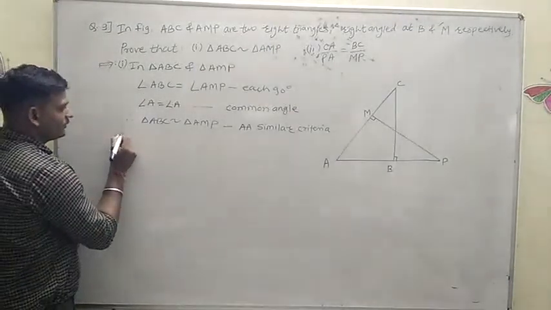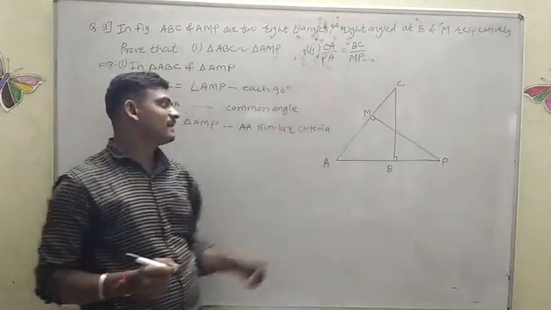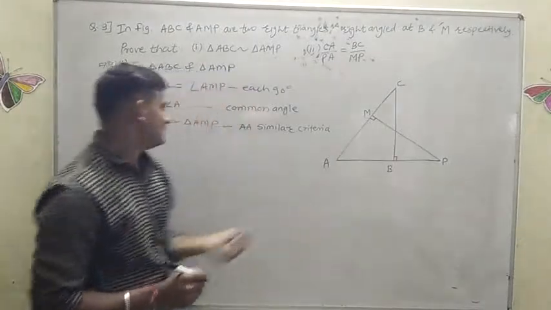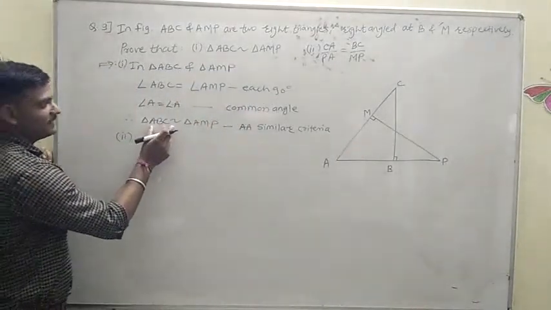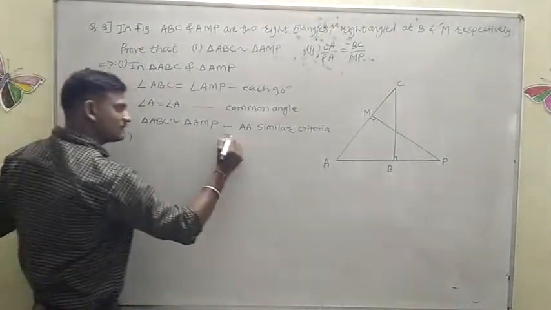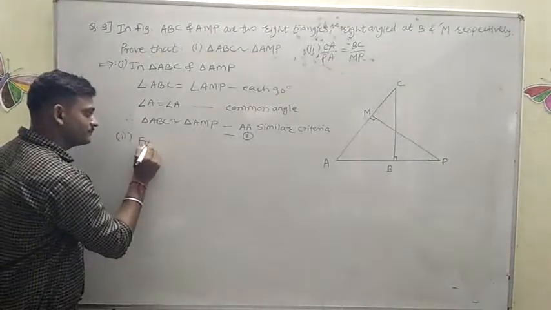Now, see in the second proof, what we want. In the second proof, we want CA divided by PA. Now, from this, can we write CA divided by PA? I will mark it as equation number 1.